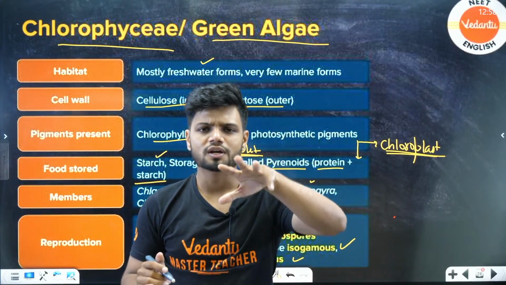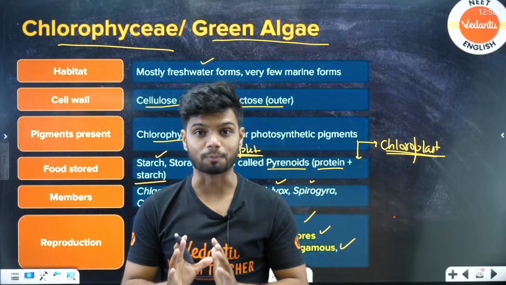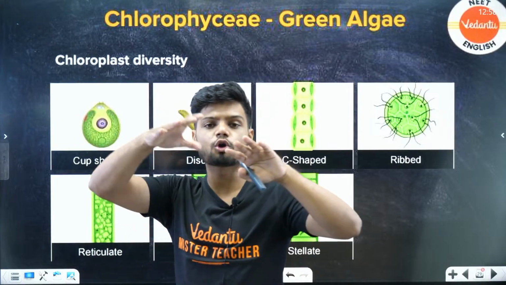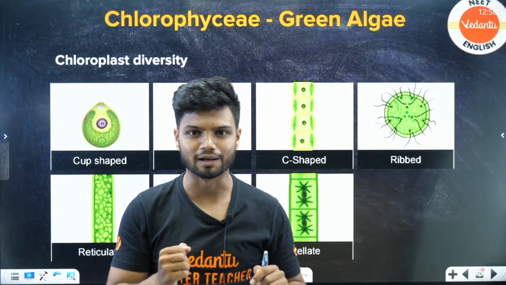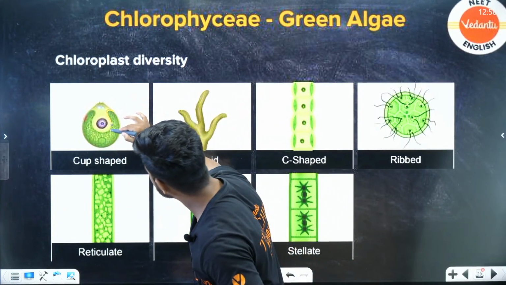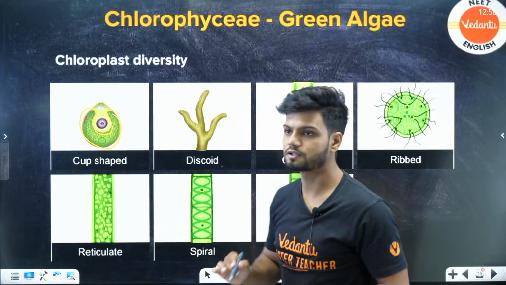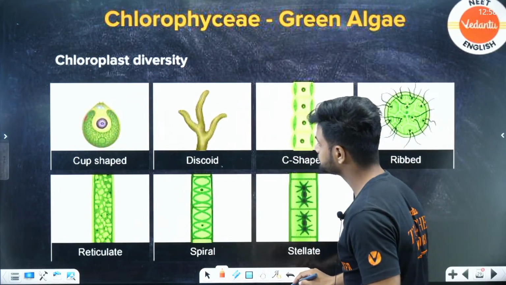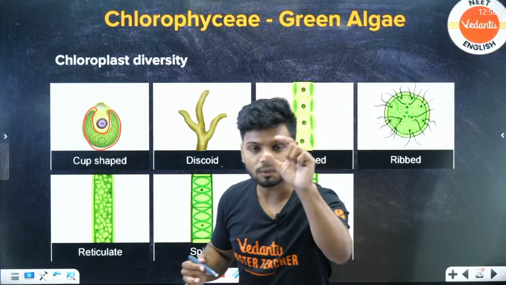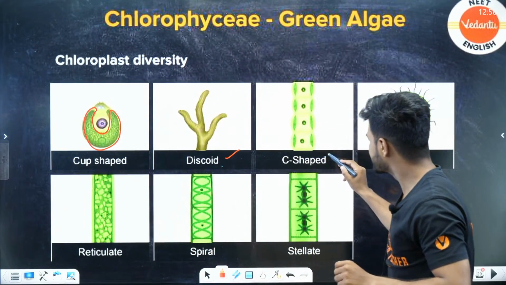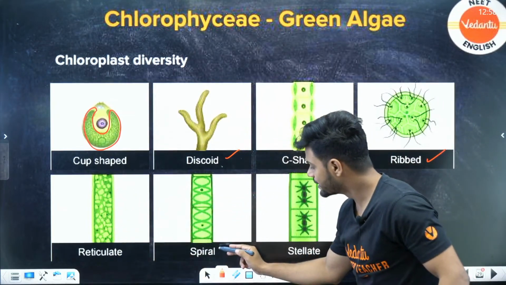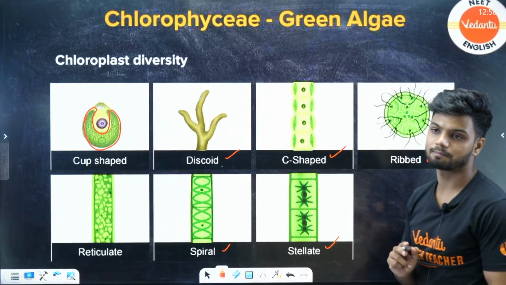Clear? And here one more point which is missing is the shape of chloroplast. That's right. Here in the case of Chlorophyceae, the chloroplast shape can vary. For example, the chloroplast shape can be cup-shaped in the case of Chlamydomonas. Do you see here? This is cup-shaped. I hope you cannot see that, so let me draw it again. Can you see? This is cup-shaped chloroplast. Chlamydomonas. Or the chloroplast can be discoid, C-shaped, ribbed, reticulate, like a web-like structure, spiral-shaped or stellate-shaped.